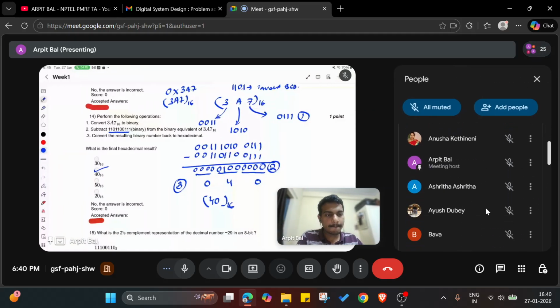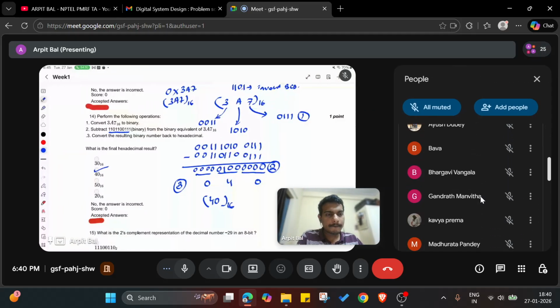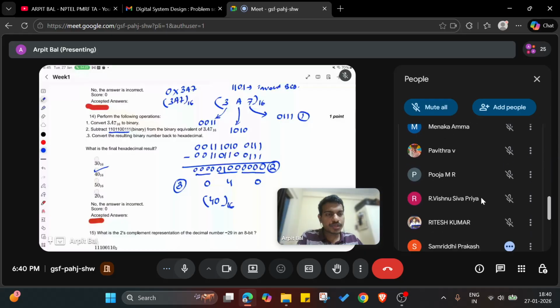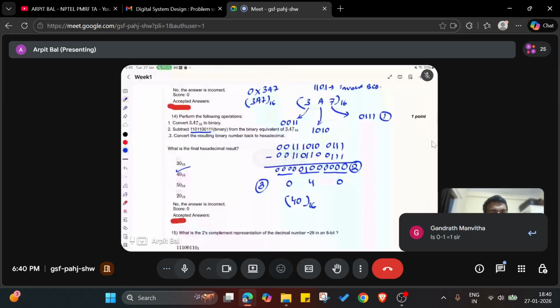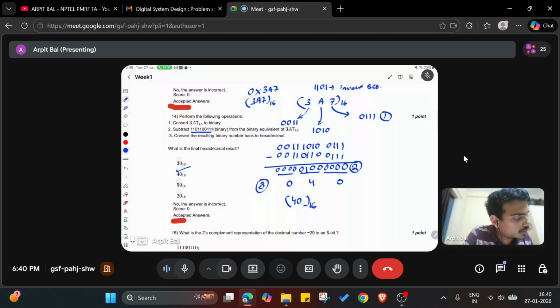Is that clear? Yes, sir. Okay. 0 minus 1 equals 1. This is not 0 minus 1, so I have borrowed 1 from the next digit. So what is 10 minus 1? Basically you borrow 1 from the left hand side and you do the subtraction. So this will be 1, right?